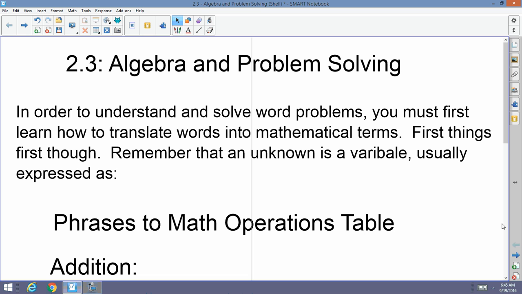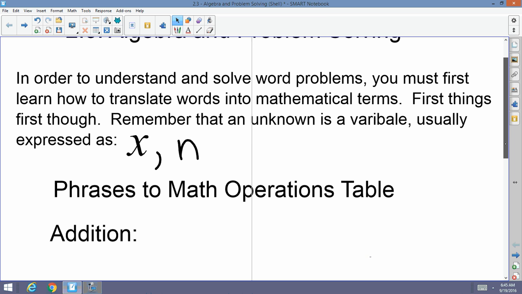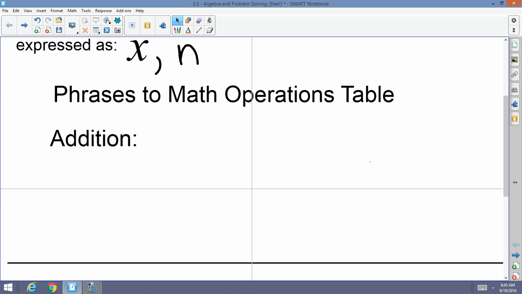First things first, though, remember that an unknown is a variable. Remember that a variable is a letter or a symbol that represents a number or value. These variables usually are expressed as x. You can use any letter you want to represent a variable, but x is very popular. So is n, but x is very, very popular. Okay, so let's get to it.